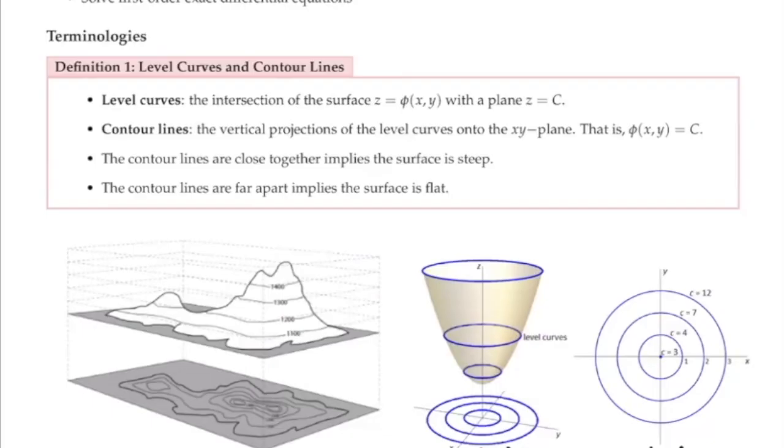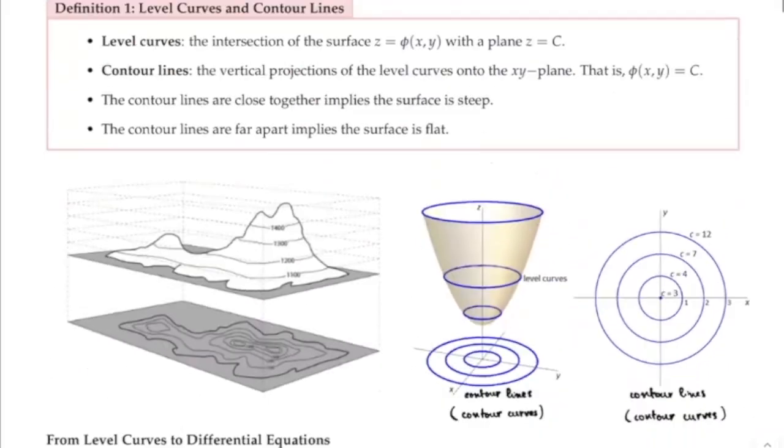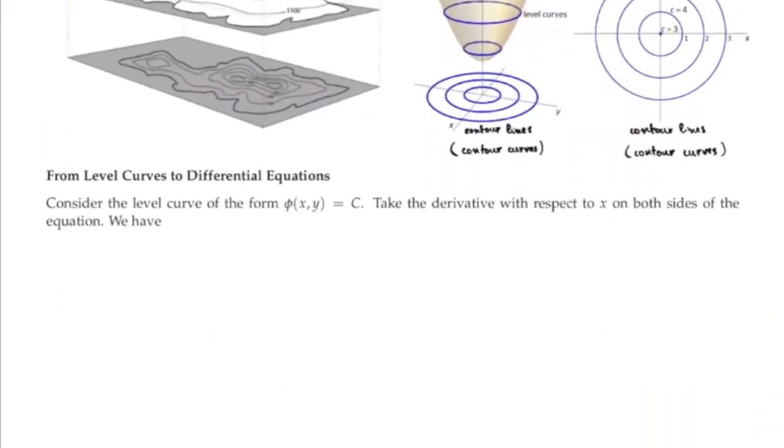And from this type of differential equation, you can classify it in a different class so that you can use something called exact differential equations to solve for the solutions. Okay, so if you consider the level curve of the form phi of x comma y equal to capital C, here's a few things I want to mention.